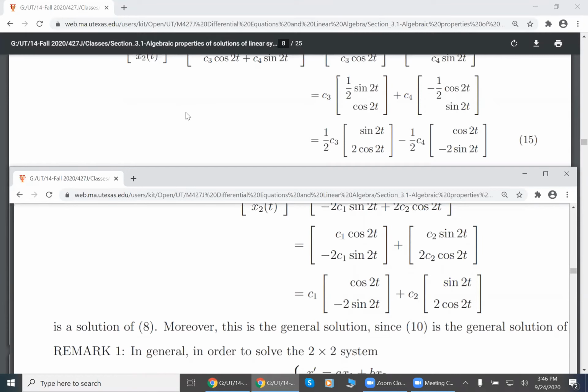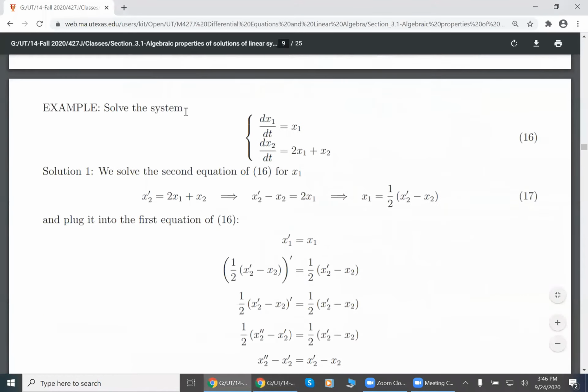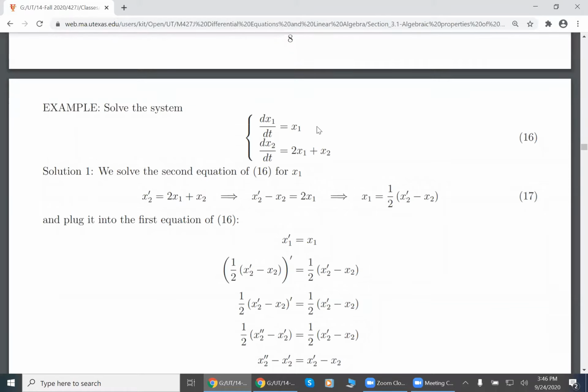Well, let us consider other examples. Take a look at this. Note that over here, there is no x2 in equation number 1, which means we cannot solve equation number 1 for x2. Therefore, one way to solve this system is to solve equation number 2 for x1 and then plug it into the first equation. This is exactly what we do here.